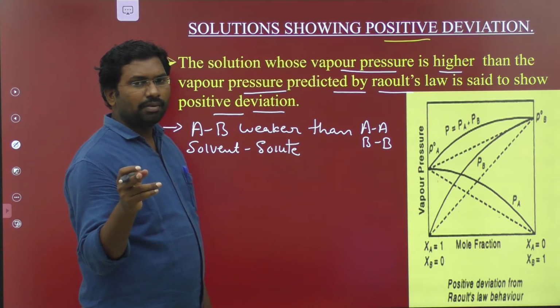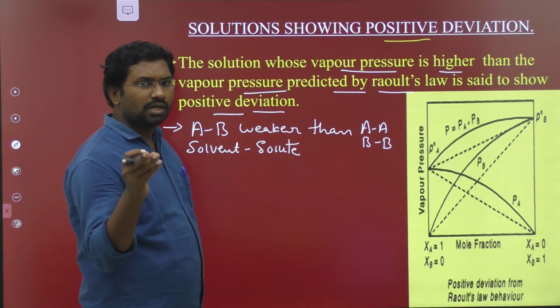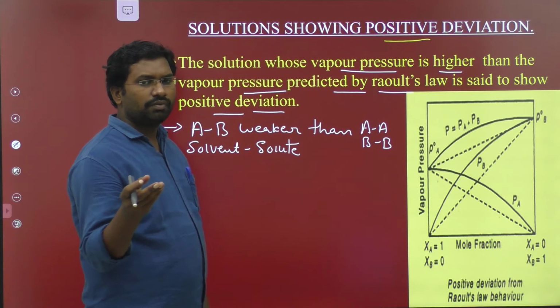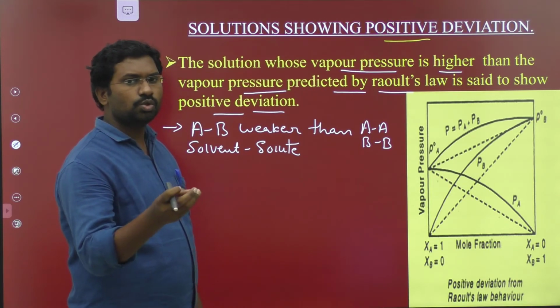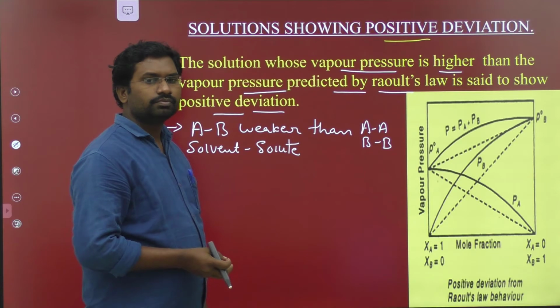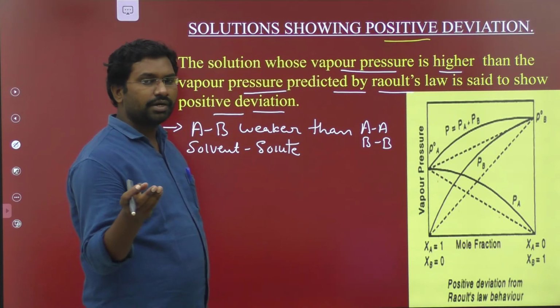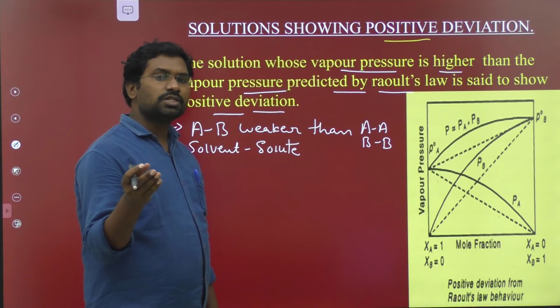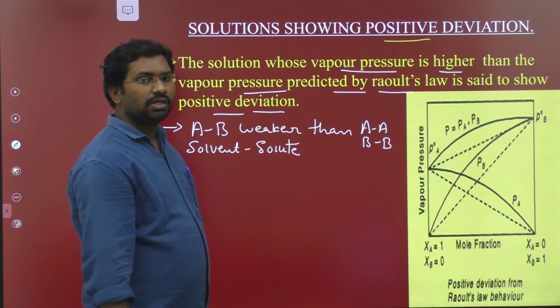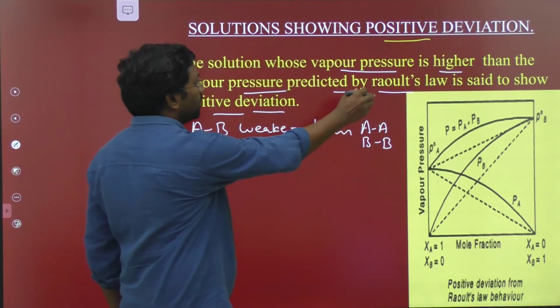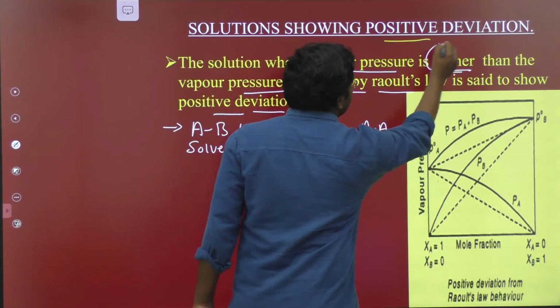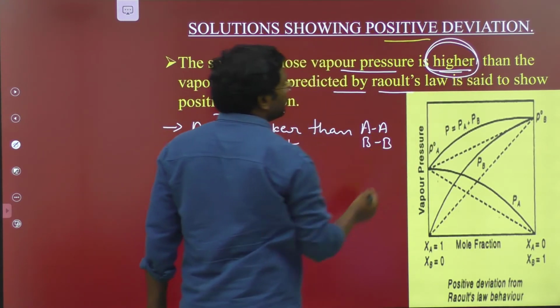Therefore, when that bond breaks, automatically more solvent molecules as well as solute molecules are evaporated. If more molecules are evaporated, the pressure possessed by them also increases. That's why the vapor pressure of the solution is higher. This is a very important point.